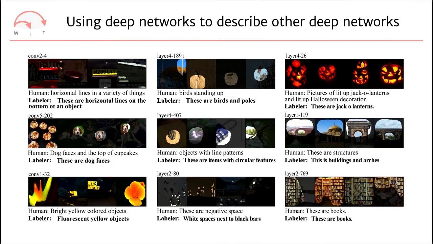So here are some examples of the kinds of descriptions that you can generate. Horizontal lines on bottoms of objects, birds and poles, items with circular features, fluorescent yellow objects. So in fact, a relatively rich compositional language for talking about what individual neurons do. They capture logical structure like disjunctions. They capture relational structure like bottoms. They capture complex modification like fluorescent.